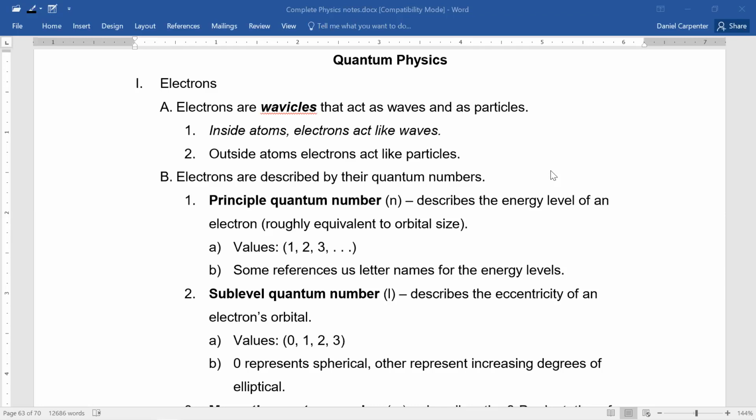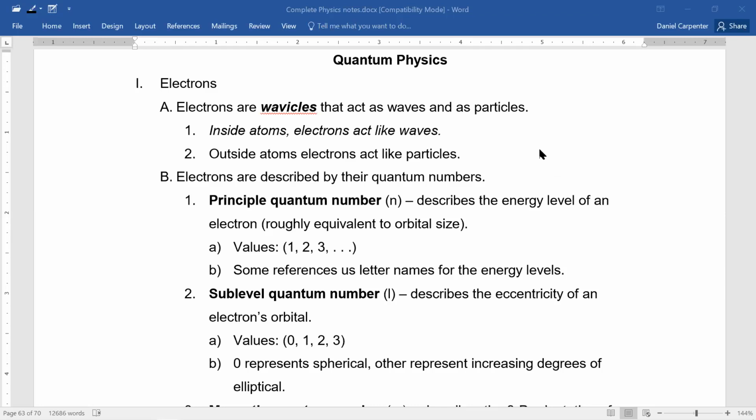Inside atoms, electrons act like waves. Outside atoms, like let's say an electrical current, electrons act like particles. So that's part of the reason we have trouble visualizing what an atom looks like, because we keep trying to visualize the electrons as particles, and when they're in the atom, they act like a wave. So it's almost impossible to visualize.